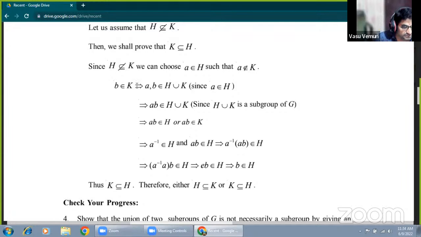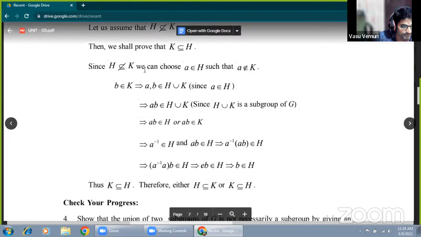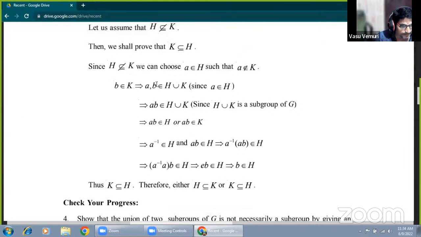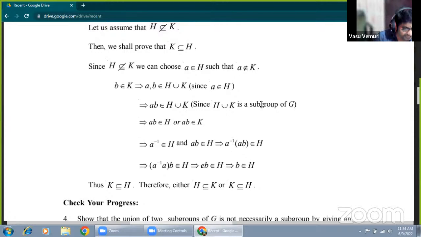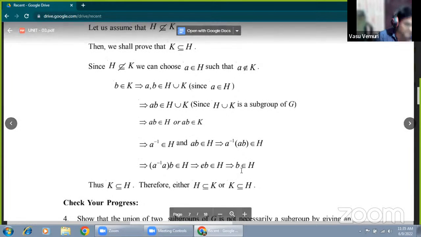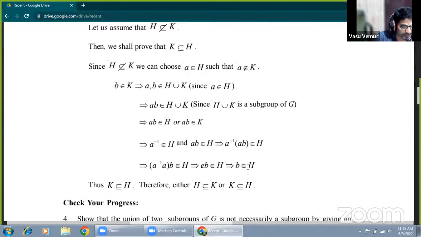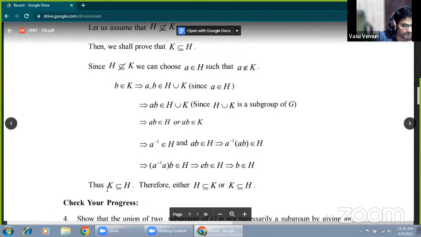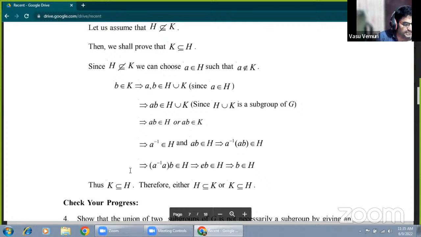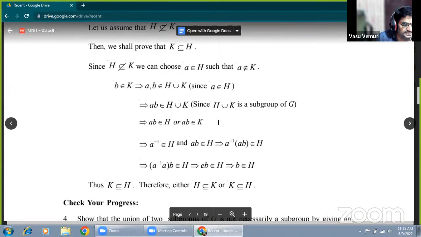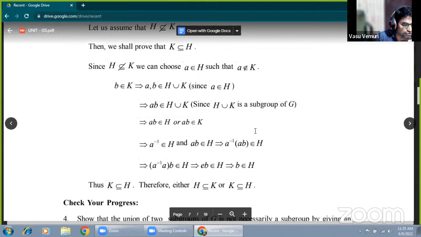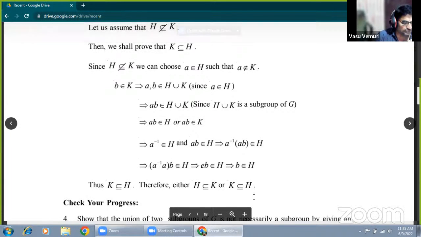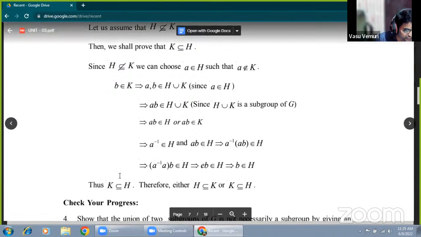Therefore, you just have to observe here, A belongs to H but not in K. B belongs to K, which means B is not equal to H. But here, B belongs to H. Therefore, the same element is in H, and that element is also in K, so K is contained in or equal to H, because B is in K. Therefore, finally, H is contained in or equal to K, or K is contained in or equal to H.